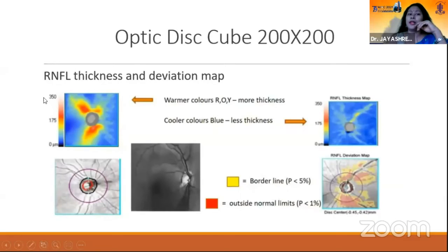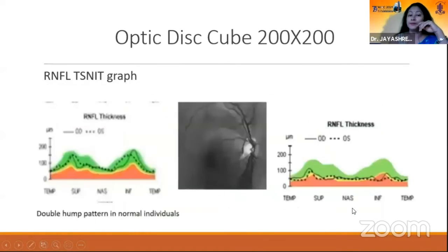Now, something about the thickness and the deviation map. So when we are looking at this blue color map, this basically gives a butterfly pattern. Just to remember that the warmer colors like red, orange, yellow will indicate more thickness, while the cooler colors in the bluish tone in this area indicate a defect. And when we are looking at the deviation map, showing how much it is deviated from the normal, the color coding is slightly different. You have the red, which is outside the normal limit. So here you have the defect out here.